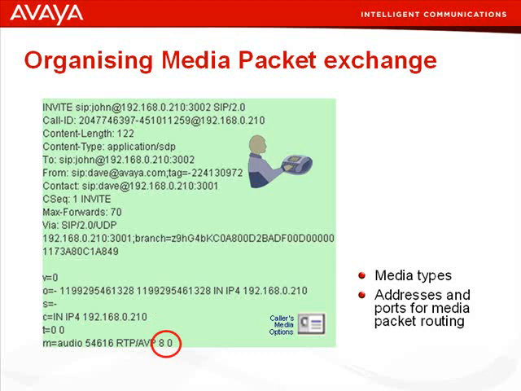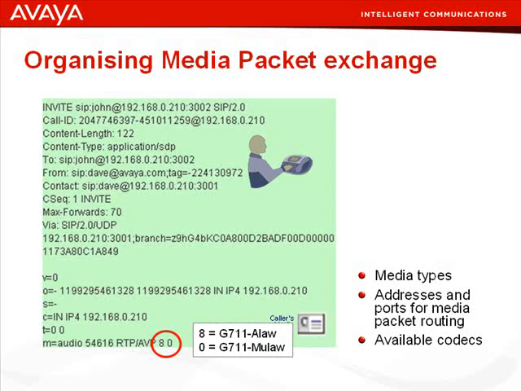Finally, I tend to look at the digits at the end of the media headers. Now, these digits represent the codecs the user agent is willing to use in encoding the media before sending it out across the network. In this case, the user agent has two codecs it's willing to use, 8 representing the G711 A-law codec and 0 representing the G711 mu-law codec.